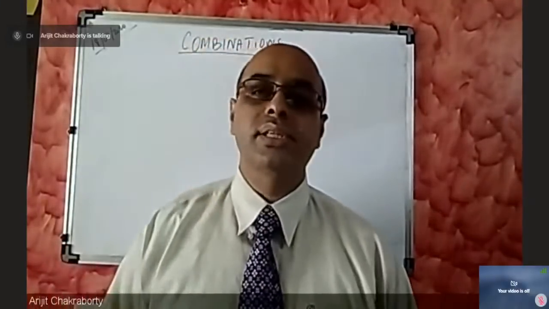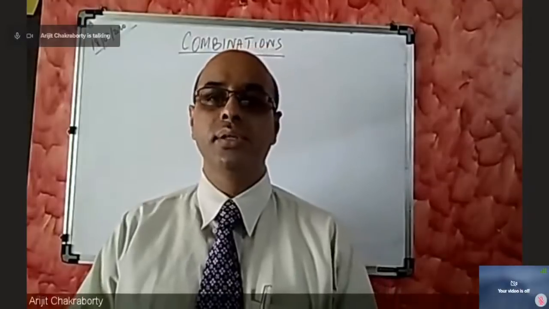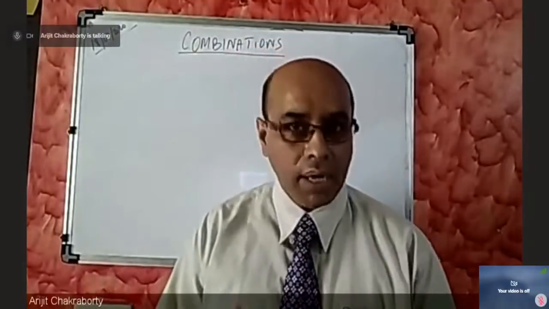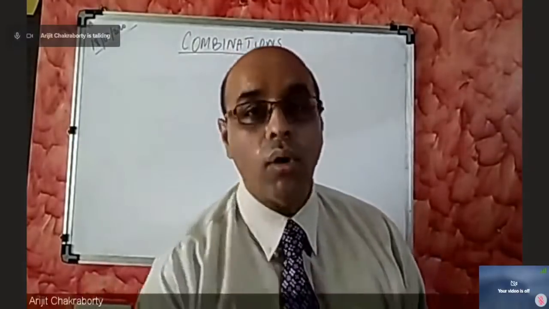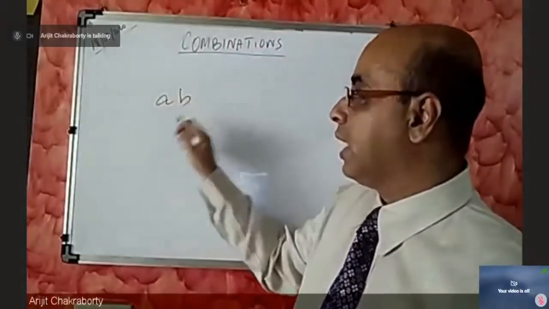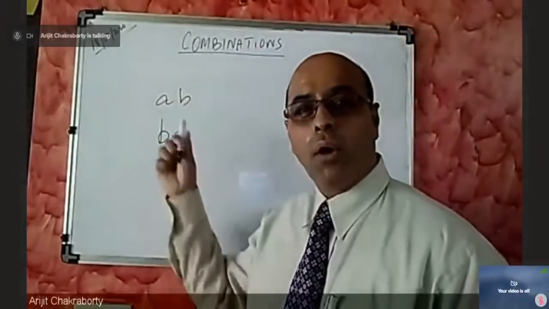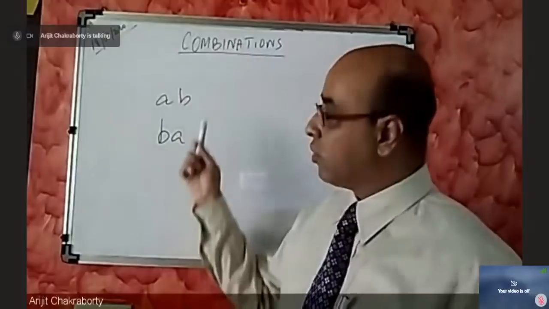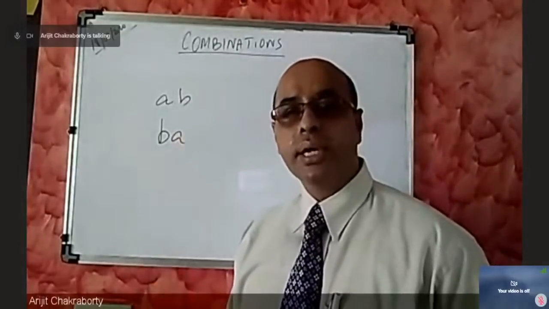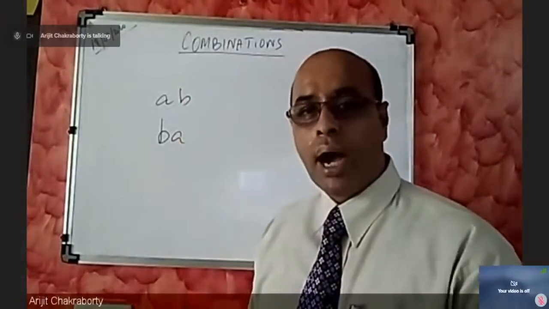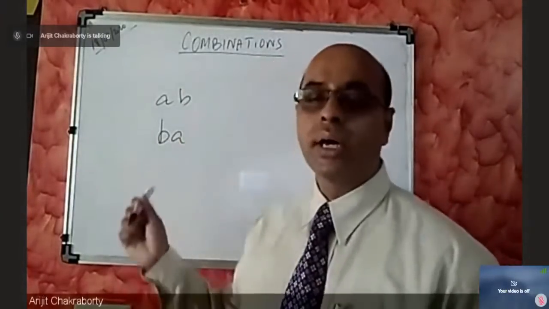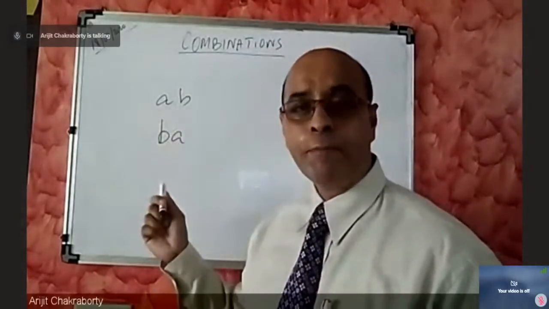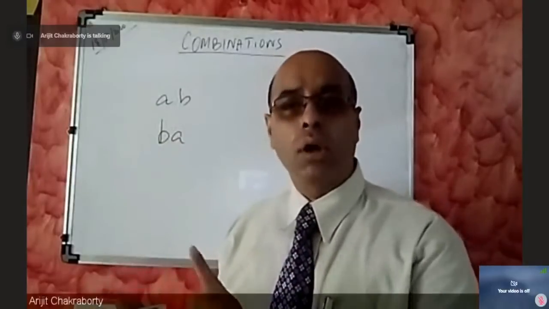Friends, we also discussed that permutations and combinations are similar to the extent that both deal with arrangements. But when you look at permutations, the order matters. If I write AB and BA, the letters are the same, but the order is different. In case of permutations, the order is relevant. However, in case of combinations, the order in which the letters appear is not relevant.